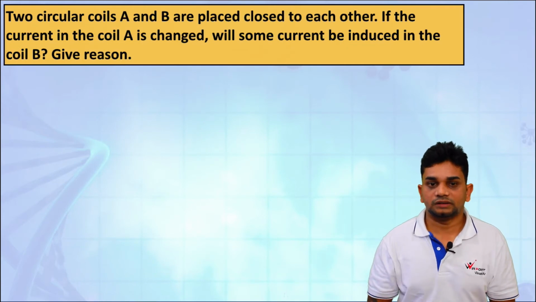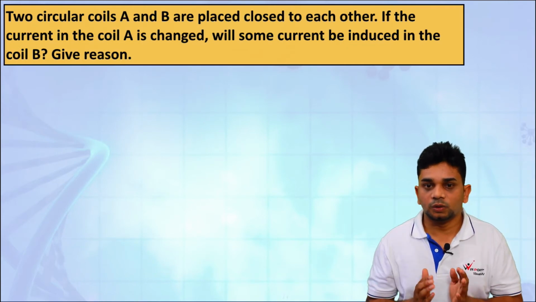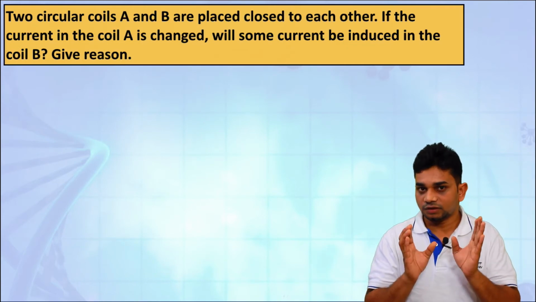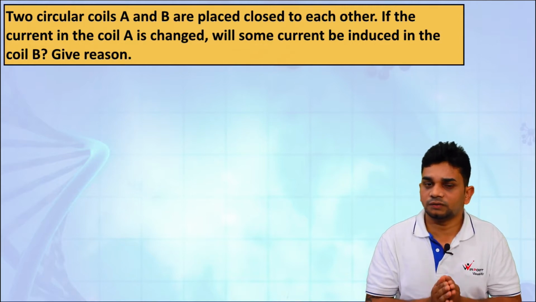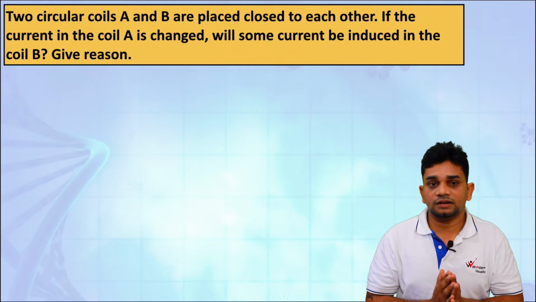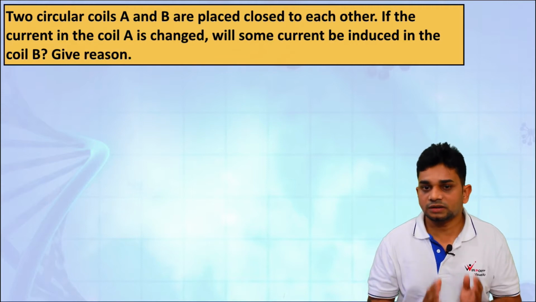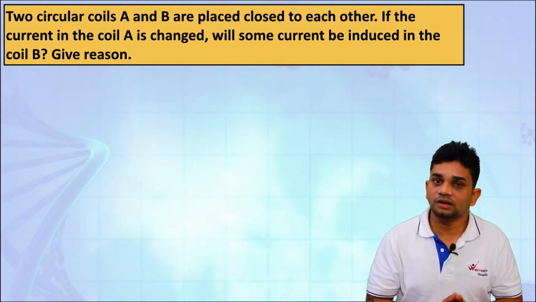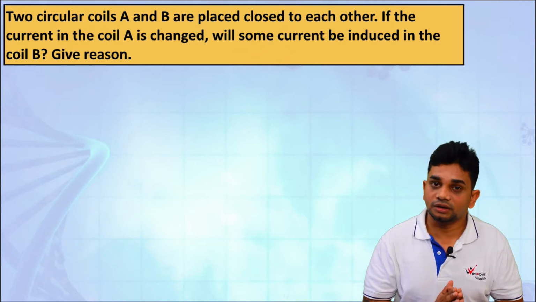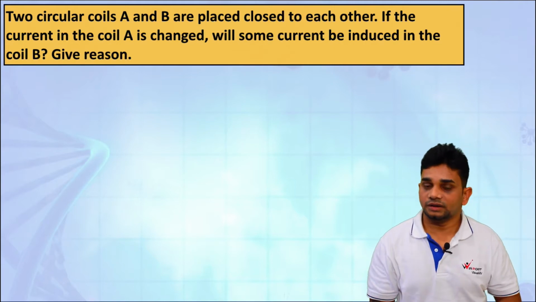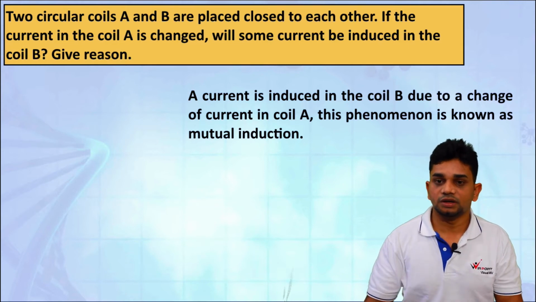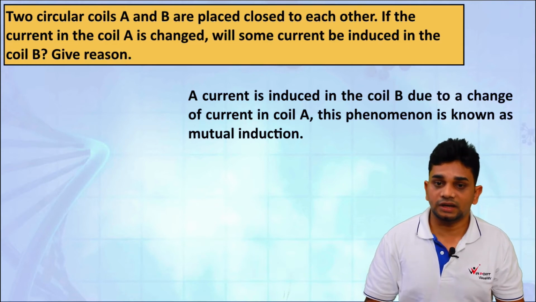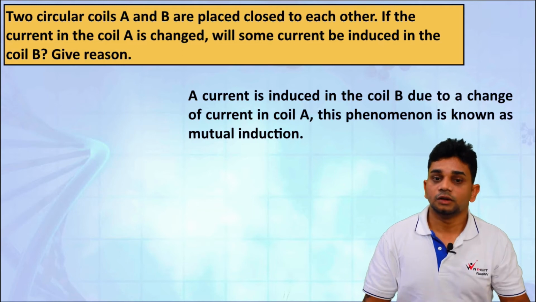Two circular coils A and B are placed close to each other. If there are two coils and these coils are close to each other, the question is from mutual induction. If the current in the coil A is changed, will some current be induced in the coil B? Give reason. Yes, there will be induced current. This phenomenon is known as mutual induction. A current is induced in the coil B due to a change of current in coil A. This phenomenon is known as mutual induction.